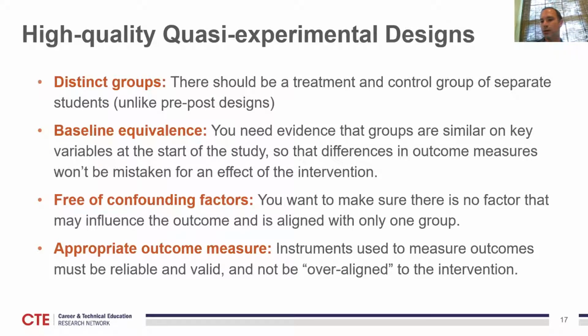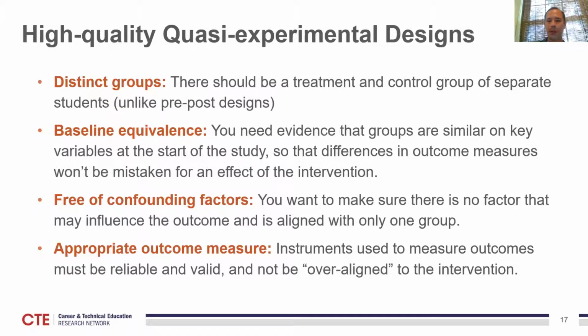The third, you also have to have an appropriate outcome measure. Outcomes are used to estimate the impact of the treatment, and tests, observation protocols, or other instruments to assess outcomes in RCTs and quasi-experimental designs need to have strong measurement properties. There should be evidence of the validity of the instrument to measure the construct of interest, and it should have sufficient reliability to ensure that it measures concepts consistently across time and people.